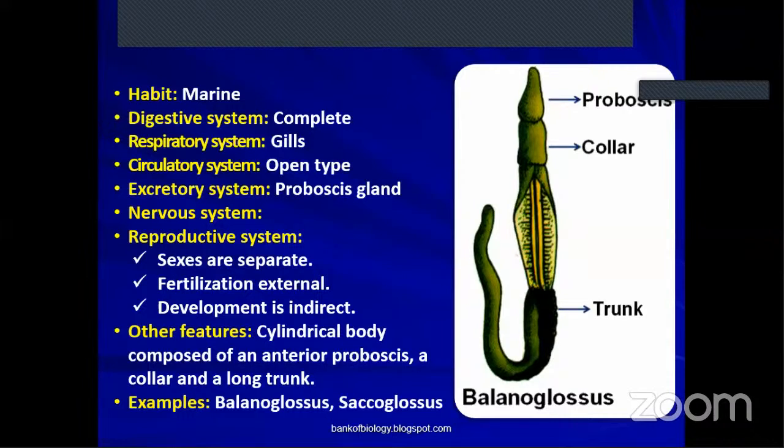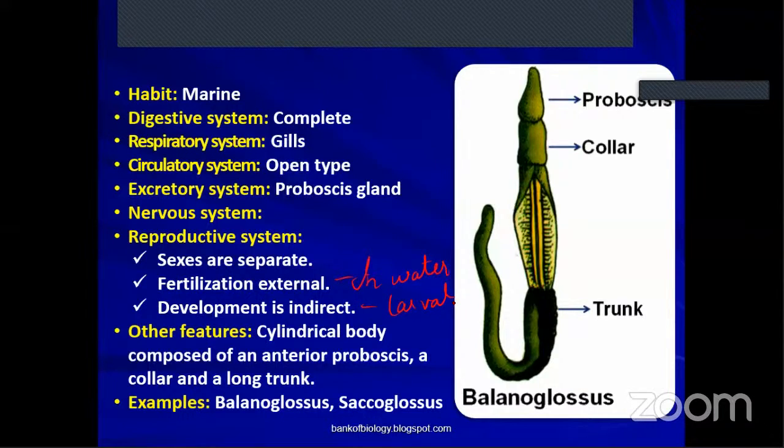In the reproductive system, the sexes are separate. That means you have clear sexual dimorphism. Fertilization is external, that is inside water, because they're all aquatic. Then development is indirect. That means they have a larval form, and this is in water.